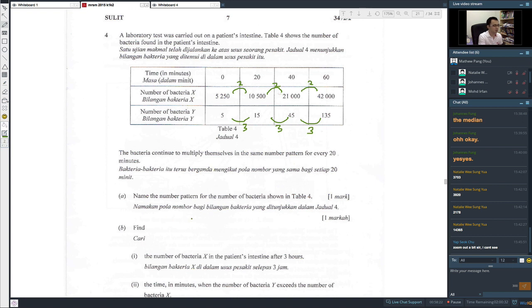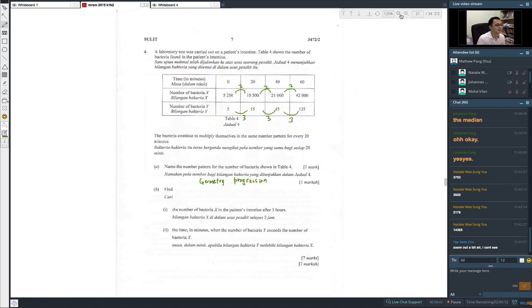Alright, zoom out a bit, I cannot see. You sure you want me to zoom out? Can you see now? Yeah, because some students say when they're using the tablet and I zoom in, they cannot see. But when I zoom out, there's very little place for me to write. Anyways, I try my best.